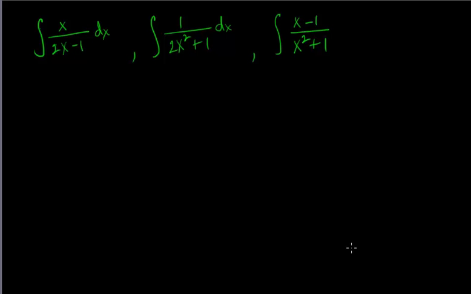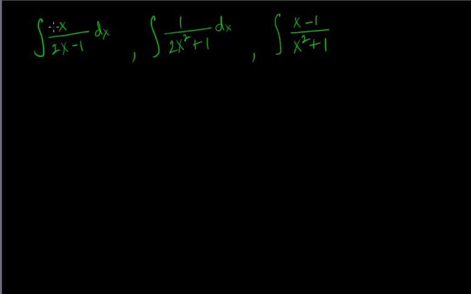A word about rational functions. Look at these three integrands. Each one of them is a rational function, but none of them require partial fractions. And the reason is because the denominator in each of these is already an irreducible polynomial, an irreducible linear or quadratic.